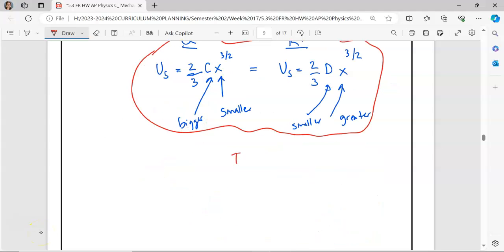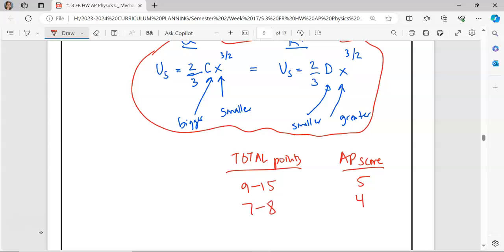Okay, so now we can go ahead and add up how many points you got. My general rule of thumb is that if you are getting around 9 to 15 total points, your AP score is going to be about a 5. If you're getting around 7 to 8 points, about a 4. Around 5 to 6 points is a 3. Around 4 points total, a 2. And then 0 to 3 total points is around a 1. And that's just my rough estimate of AP score conversion.